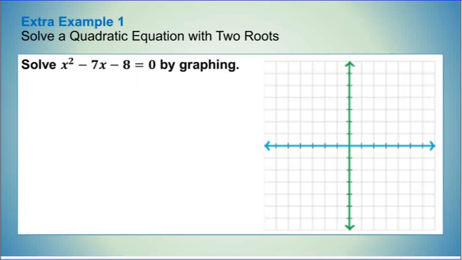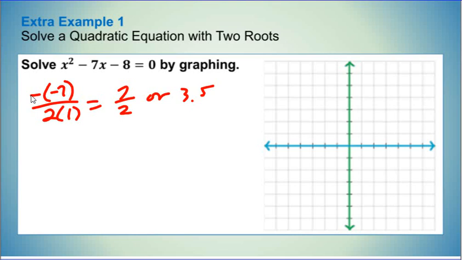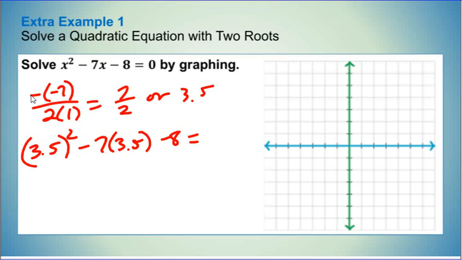Next, we'll do the same thing here. Find the axis of symmetry. So I take -7 divided by 2a to give us 7/2 or 3.5. If I plug that in, I get 3.5 squared minus 7 times 3.5 minus 8. I put that in my calculator. I end up getting -20.25.